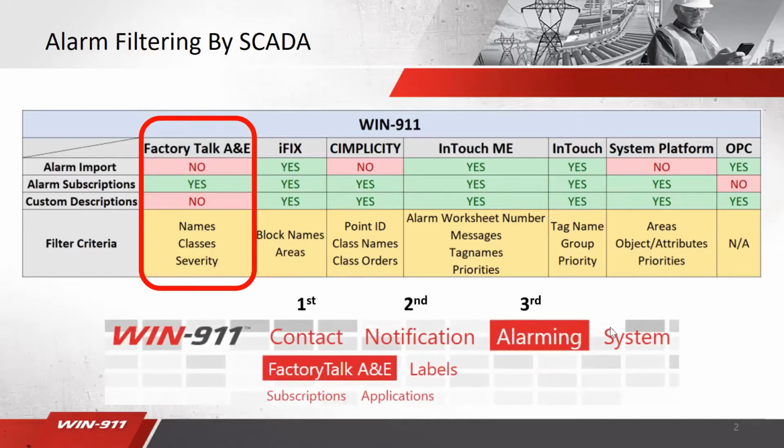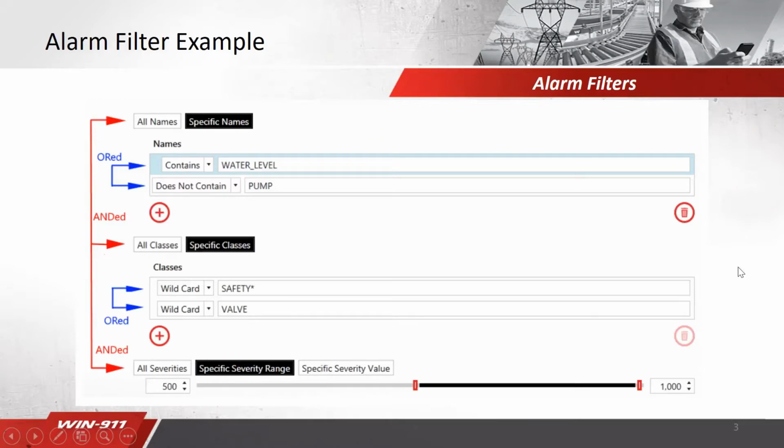At this point in the configuration, it's assumed that you already have configured your tactics and strategies, and if you have not, then we recommend going back and watching those how-to instructional videos as part of our series. So we'll be focusing on the alarming tab for FactoryTalk alarm events inside of WIN-911. If we click on the subscriptions tab there, you'll see a screen that looks something like this. And this is where you can focus on those names, classes, and severities as highlighted in the black.